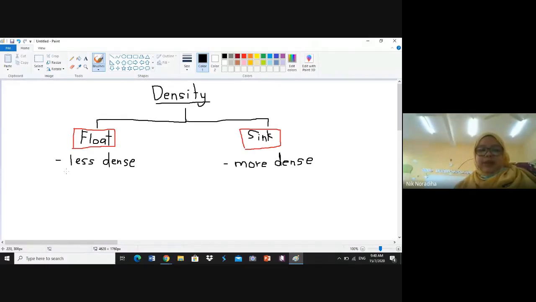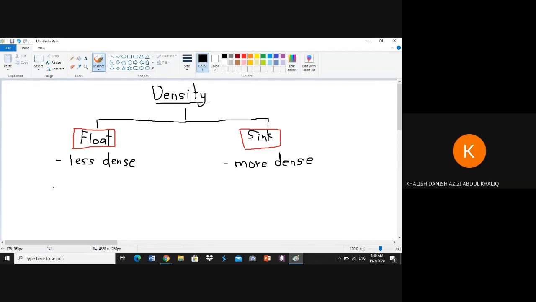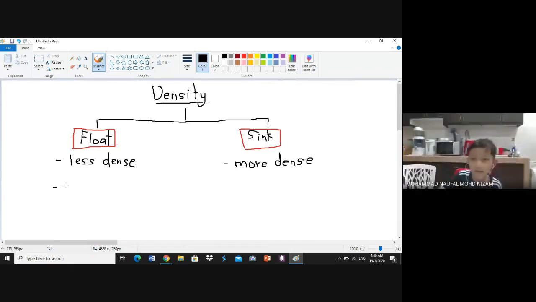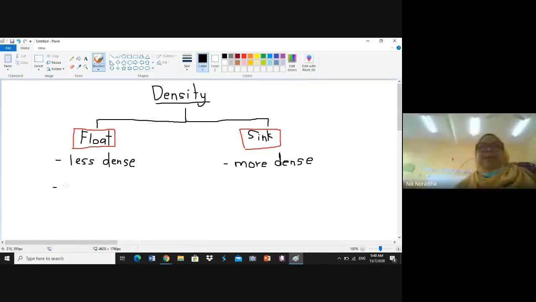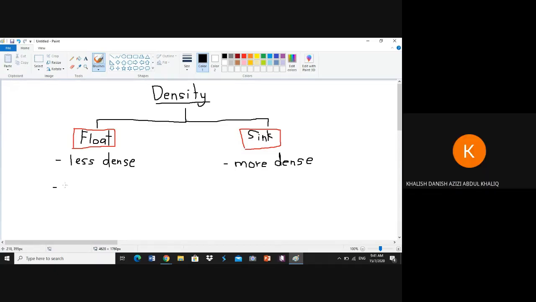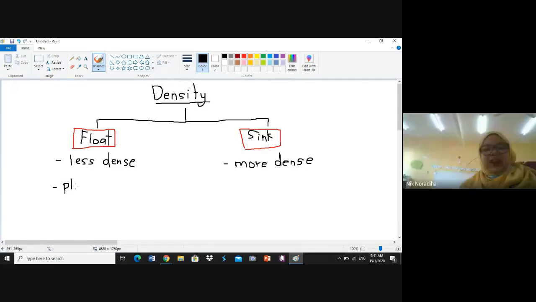All right, so we have float, the material must be less dense, and sink must be more dense. So can someone give teacher an example of material that floats in water? Duck. Plastic duck or metal duck? Plastic boat. Nice. Okay, so I heard the answer plastic boat.